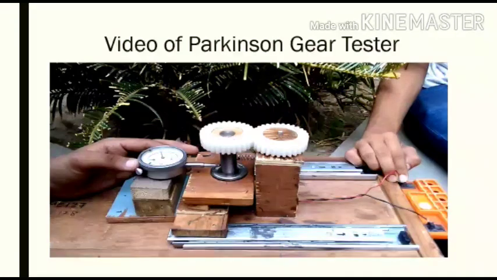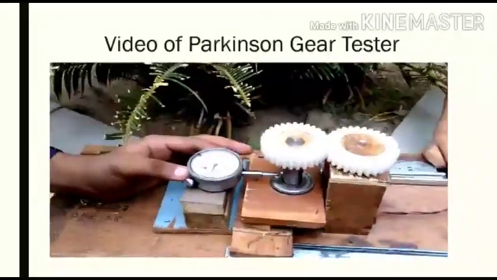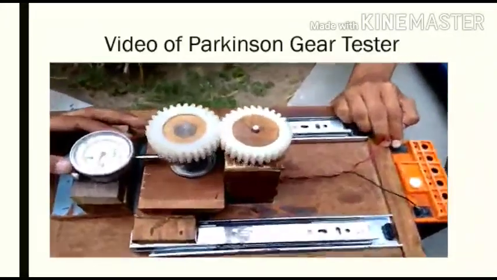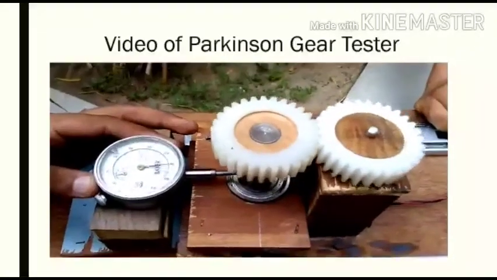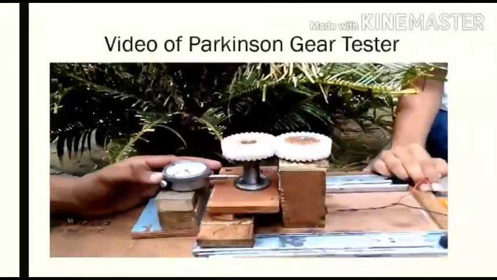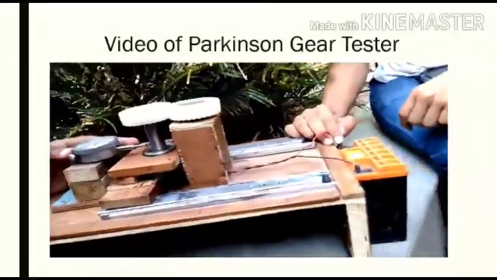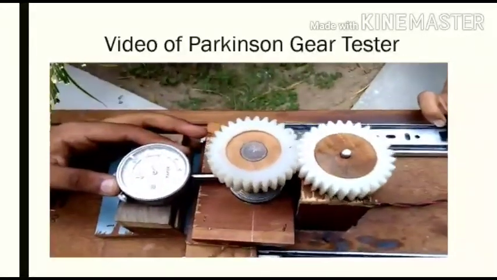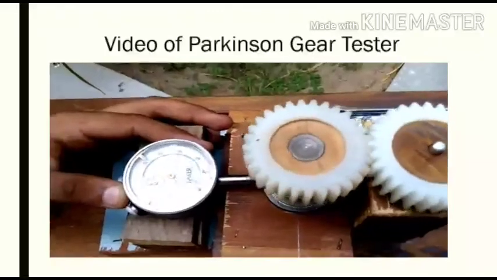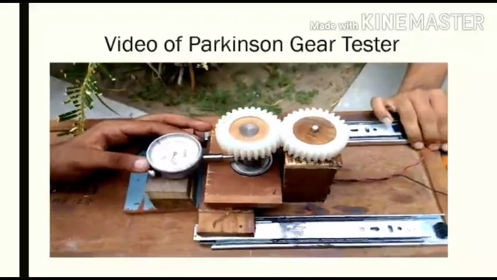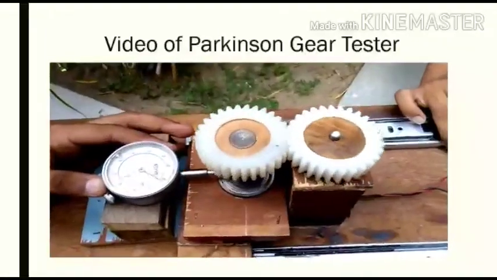So this is a video related to our Parkinson gear tester. Here you could see a dial which is continuously deflecting, and the gear connected to the dial is the testing gear. The testing gear is connected with the help of a spring to our master gear. Below the testing gear is a carriage which could move, and the slider can be seen beside it.